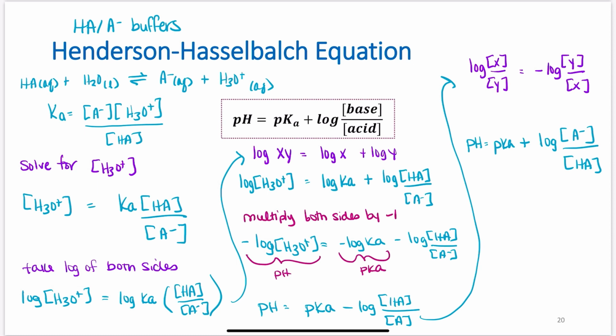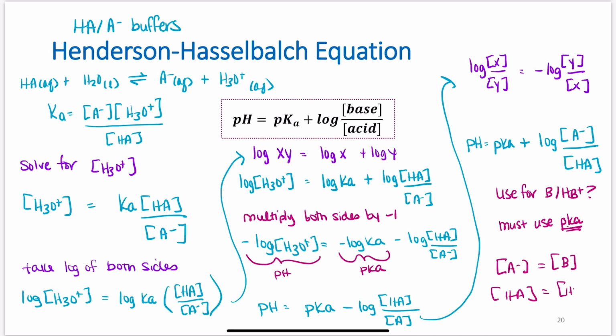You can use this equation anytime. We're going to talk about the rules in just a sec, but you can use this equation anytime you have a buffer, both acid and conjugate base present. It's easiest for straight acids, but if you want to use it for a base conjugate acid system, you can, but you must still use pKa. So you still have to find the pKa, and the A minus concentration is the same as your concentration of base. The HA or acid portion is your conjugate acid. So you have to think about it from the acid perspective. This equation is valid from the acid's perspective.